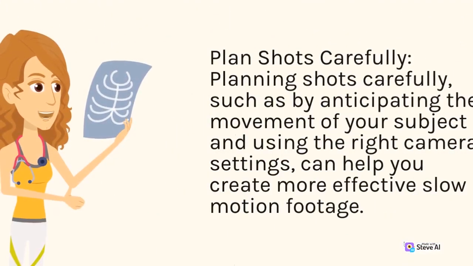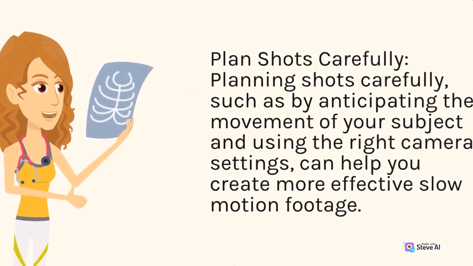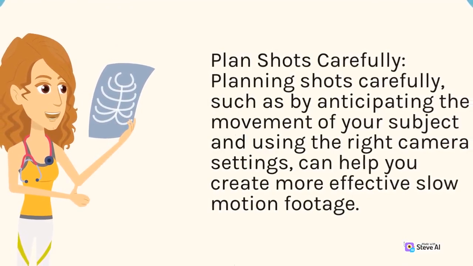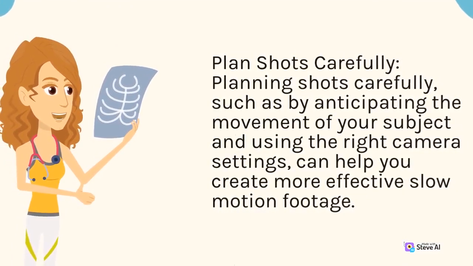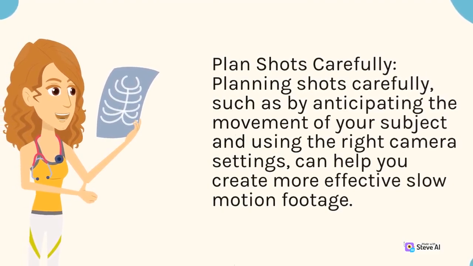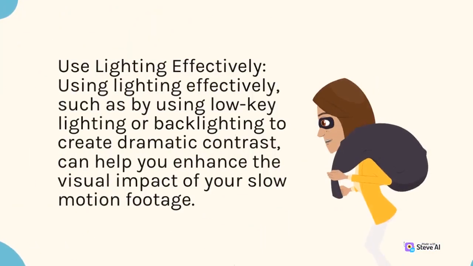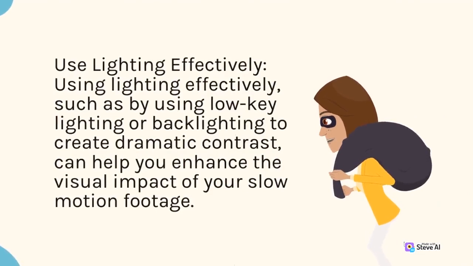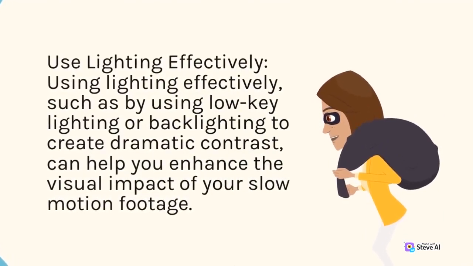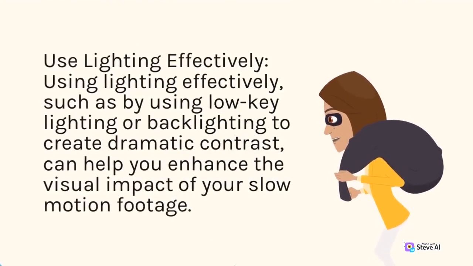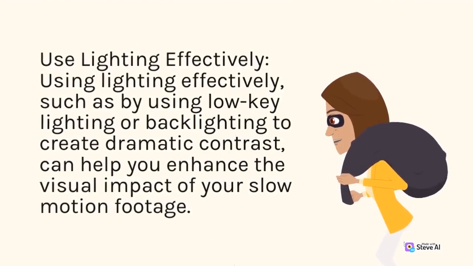Plan shots carefully. Planning shots carefully, such as by anticipating the movement of your subject and using the right camera settings, can help you create more effective slow motion footage. Use lighting effectively. Using lighting effectively, such as by using low-key lighting or backlighting to create dramatic contrast, can help you enhance the visual impact of your slow motion footage.